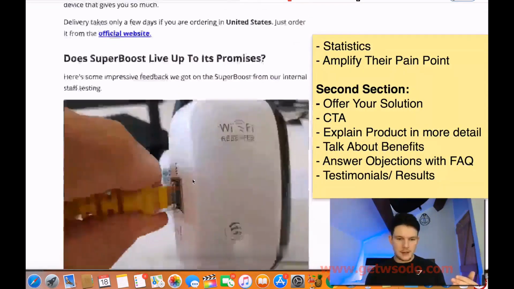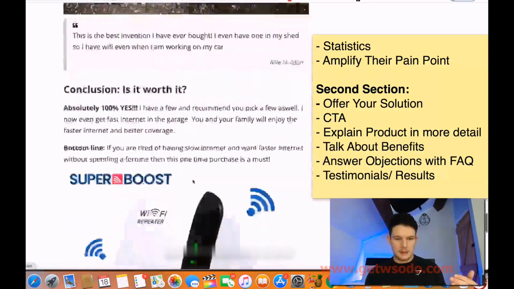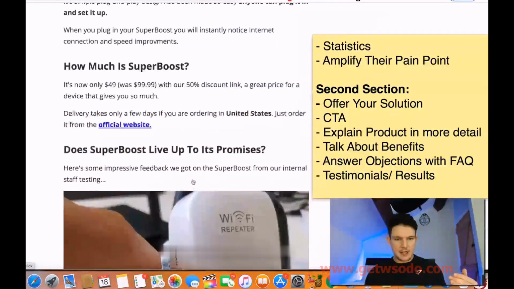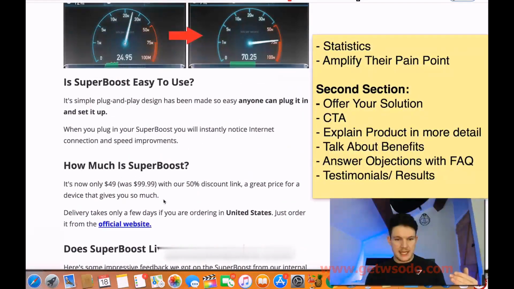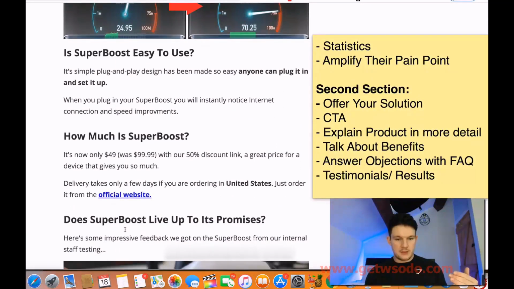So I don't think this one's got FAQs. No, but it's kind of answering the objections here, like, well, is it expensive? Is it easy to use? Does it live up to its promises? So if the person reading this might have some objections and they're not sure about the product, it's instantly being answered here. Another way of doing that is with FAQs. So it could be like FAQs about Superboost, and it could be, is it expensive? No, it's not expensive. Is it easy to use? It is easy to use, sorry.